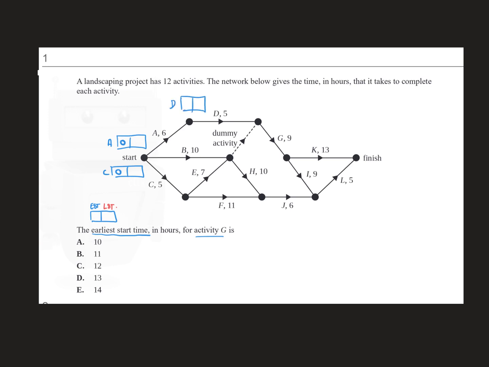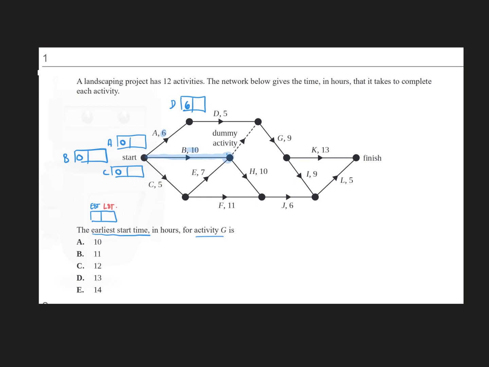Now, because A took 6 minutes to do, then D can't start till A finishes, so its earliest starting time is after the 6. Okay, and then, oops, I've actually missed out. B is also at the start, so I'll just add that in, and that's 0. So then if we go along B, I'll just highlight that so you know what I'm talking about. We go along B, and we're here, and B has taken 10 minutes.